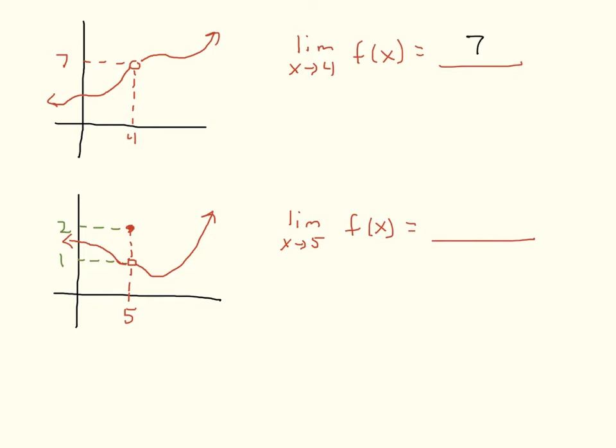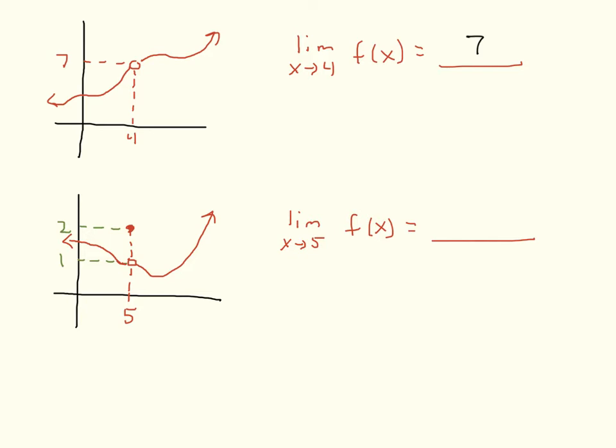In our second problem, notice what we have here. At 5, I know f of 5. When I plug 5 into f of x, I'm going to get the value 2. But the rest of the time, I'm going to be along this curve. So we want to find the limit as x approaches 5.